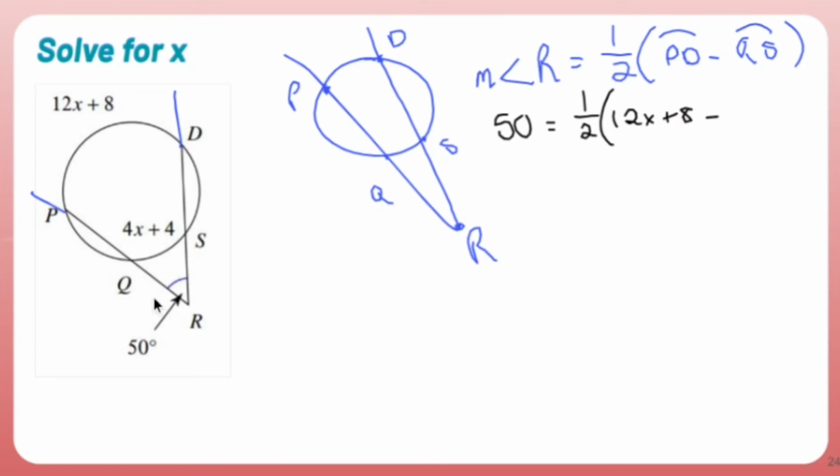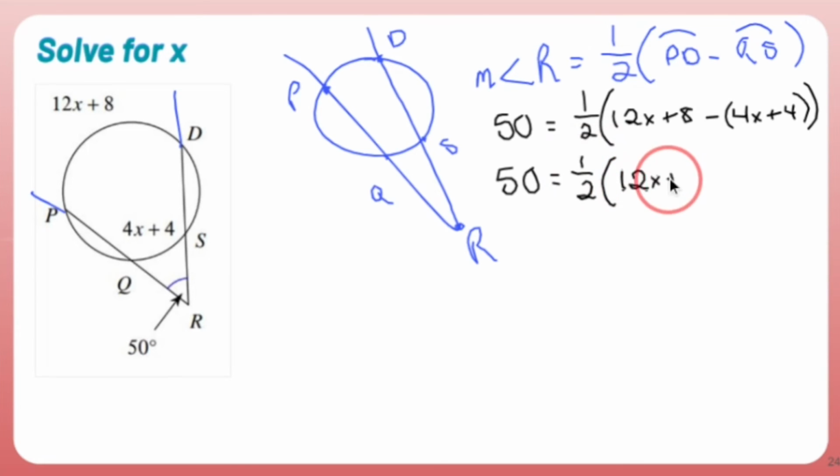minus QS. Now we have to be very careful. We have to throw these in parentheses. 4x plus 4, close it. And now it's just a really ugly equation that you would see. I still have a bunch of stuff going on in parentheses, so nothing happens with a half yet. Nothing happens with 12x yet. Nothing happens with 8 yet. But what I can do is distribute this negative to make it minus 4x minus 4. That's why it's important to put those parentheses there.